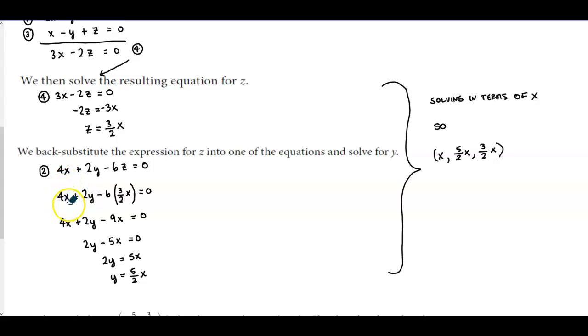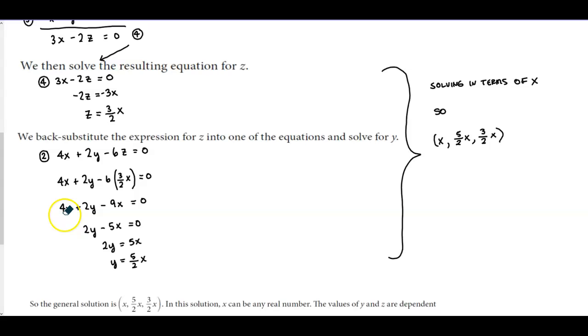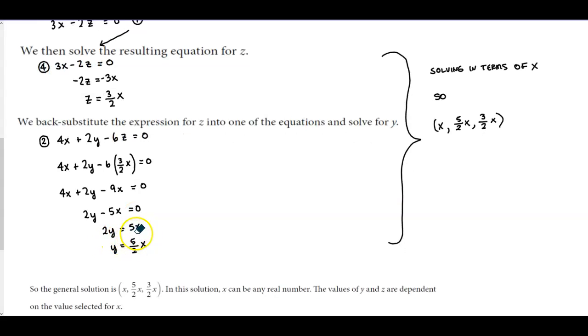Equation 2 is 4x plus 2y minus 6 times what we got for z, which is 3 over 2x, and that's equal to 0. Well, if we take -6, we're going to keep the sign. 6 times 3 is 18, divided by 2 is 9x. So now we have 4x plus 2y minus 9x is equal to 0, and again, what we want to do is solve for y. So we add 4x and minus 9x to get -5x. We add 5x to both sides, so we have 2y, which is equal to 5x, and then divide by 2.